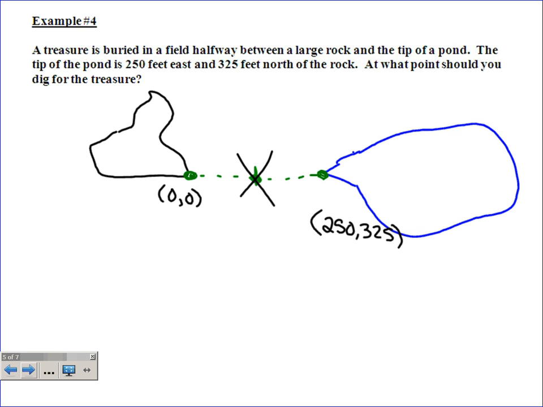Are these always going to be positive, do you think? How could it be negative? Instead of being east, where could it be that would be maybe negative? Yeah, if it was west, maybe it would be negative, right? And if this was south, it would probably be negative, correct?